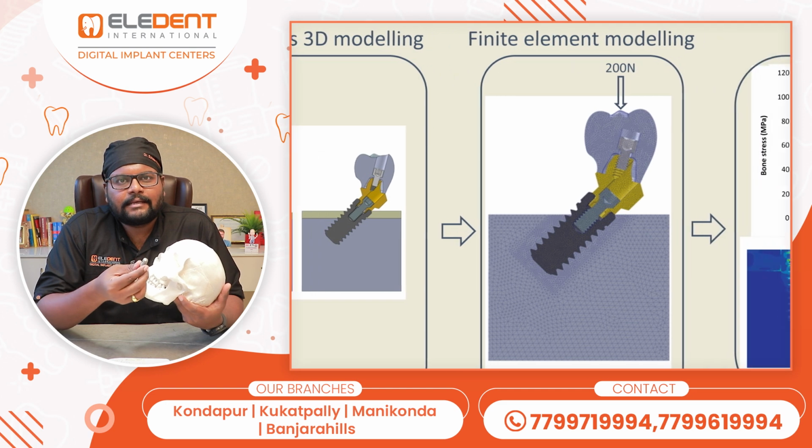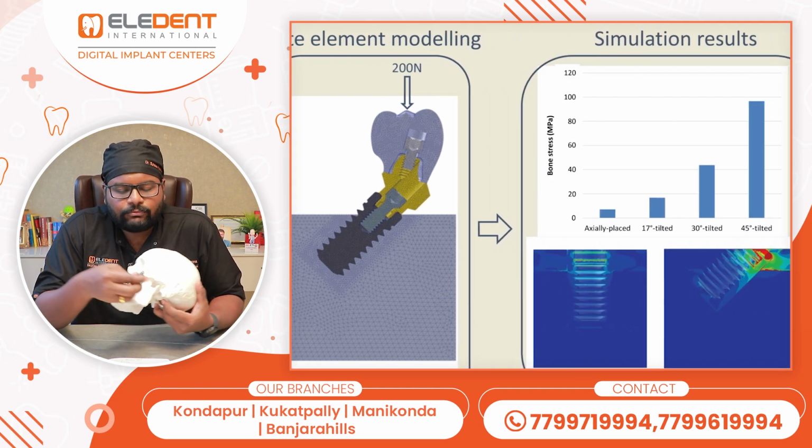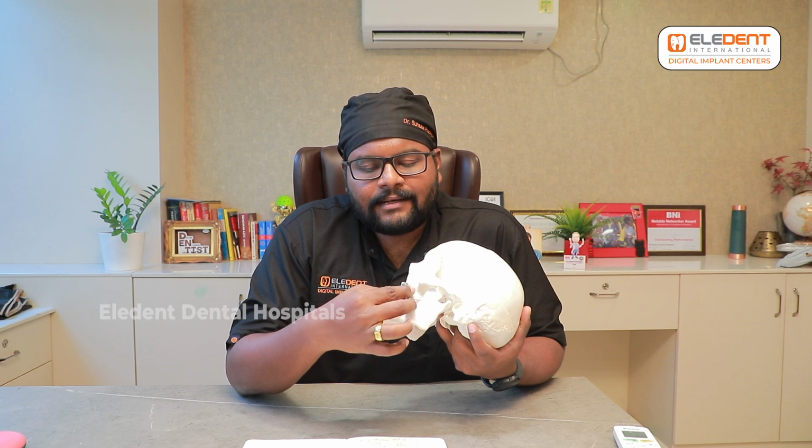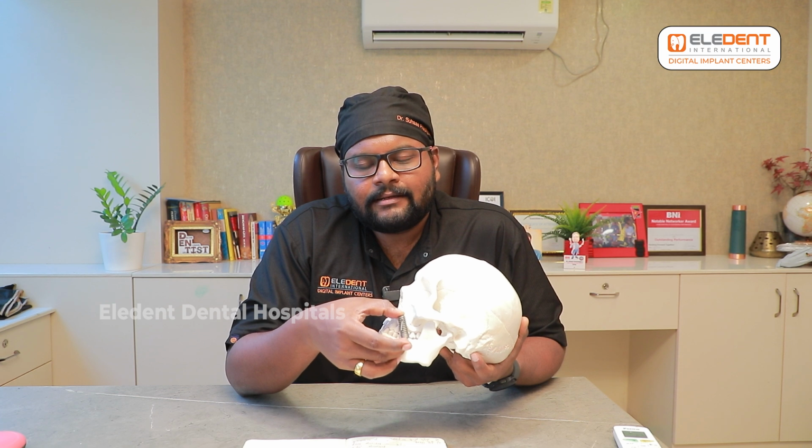Next option is placing regular implant in a tilted angle. So when a straight implant is not possible, we will tilt the implant away from the maxillary sinus. We bypass it and place the implant in a tilted manner. For this, the teeth in front should also be missing.